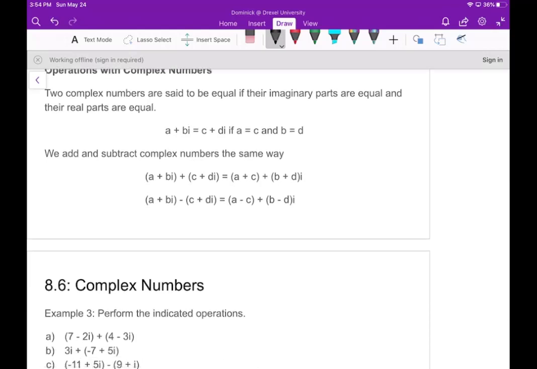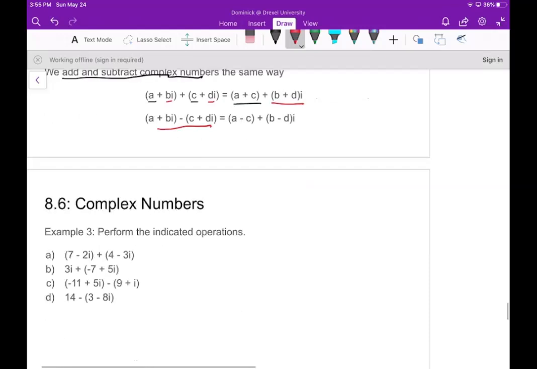Now, in order to add and subtract complex numbers, you're essentially just adding the real parts together and adding the imaginary parts together and then putting that in front of i. You're essentially combining like terms. And then for subtraction, you're distributing the negative and then combining like terms. So let's do a couple examples of that.